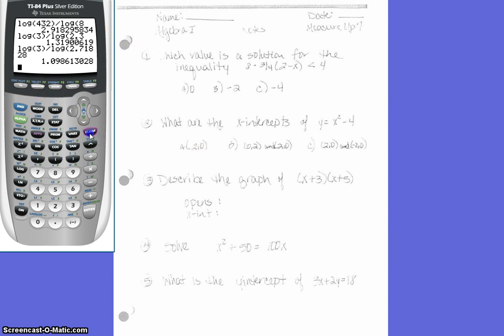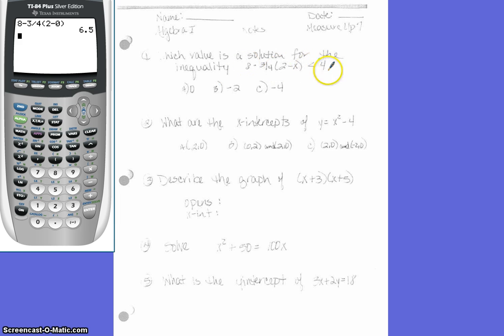You have a couple of choices. Both of them involve using your calculator. You can test each answer by putting it in for x. So you would have something like 8 minus 3/4, open parentheses, and instead of 2 minus x, you would say 2 minus 0, because your first choice is 0, close parentheses, enter, and you get 6.5.